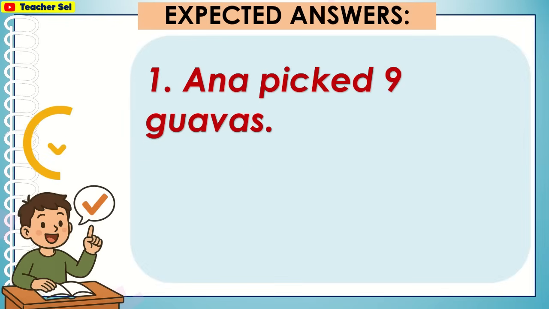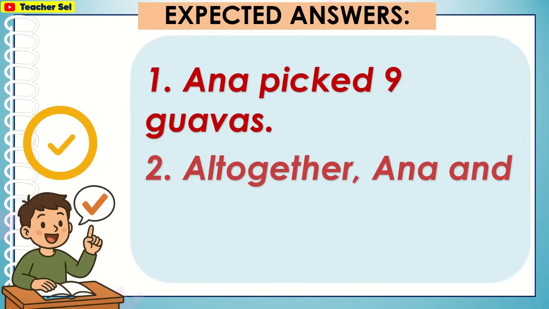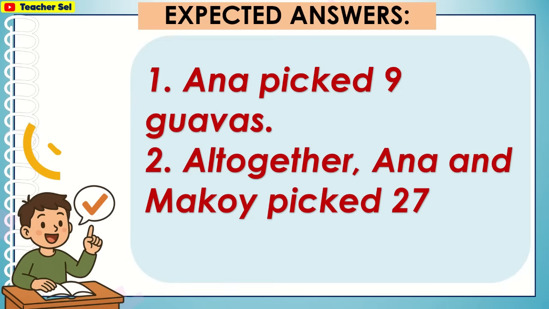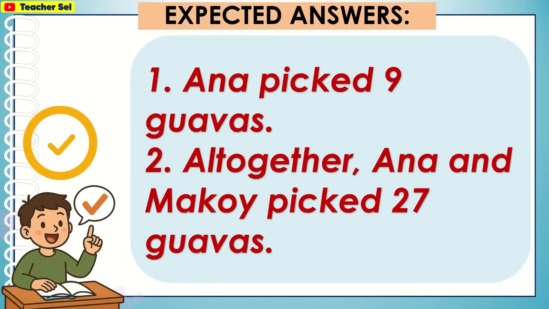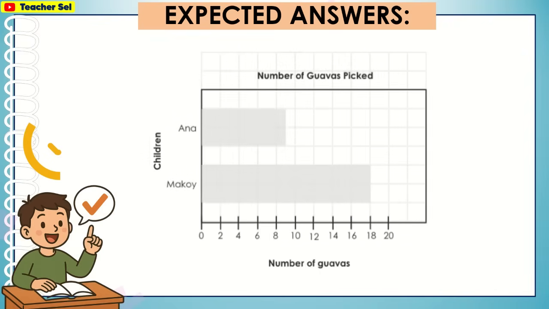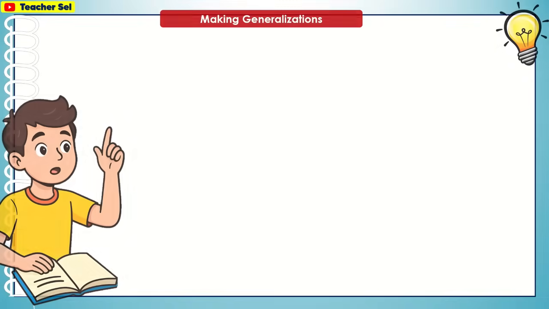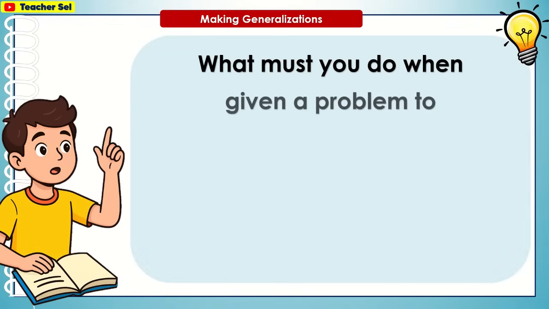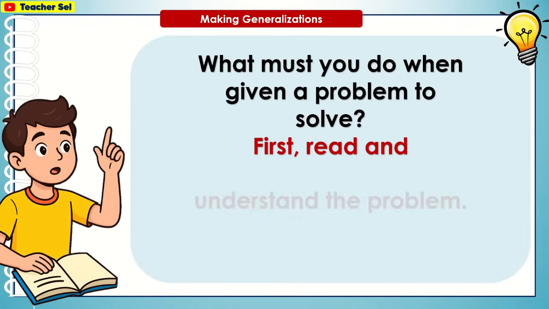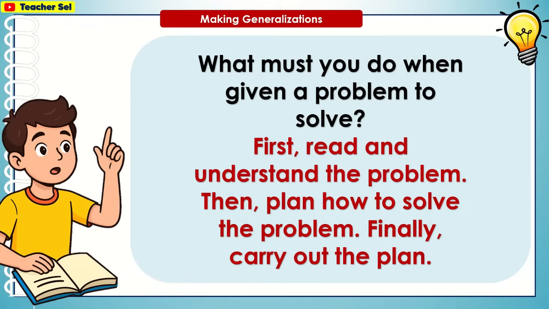Here is the expected answer. Anna picked 9 guavas. Altogether, Anna and McCoy picked 27 guavas. What must you do when given a problem to solve? First, read and understand the problem. Then plan how to solve the problem. Finally, carry out the plan.